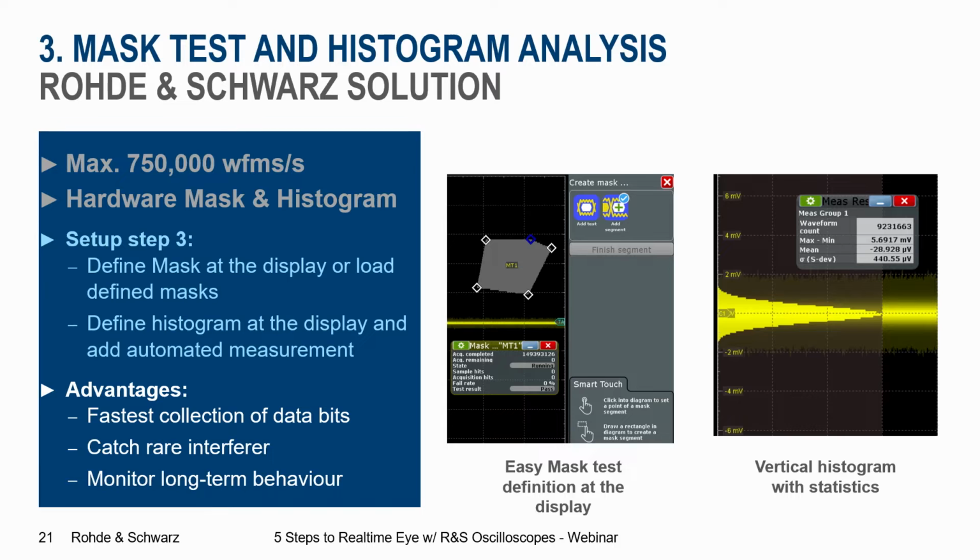So the advantage again is I collect data very fast. I can catch with this approach also some rare interferer. So if there's some EMI spike coming in, I can catch this because I'm very fast. And so I also can look at long-term behavior of my signal. So these were the three, let's say, crucial steps for doing an eye diagram: differential signal, clock data recovery, and the analysis tools. But I promised you 5 steps.